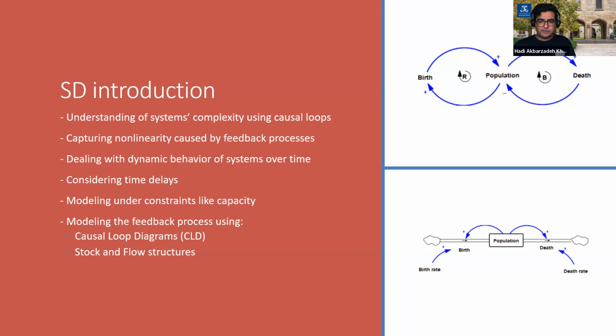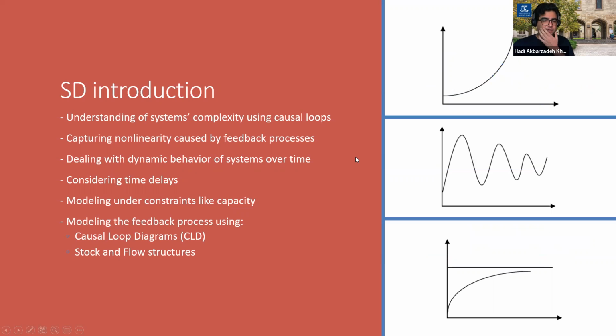And again, we have stock and flow diagram and also causal loop diagram. There are three main behaviors that can be captured by system dynamics. They are not just limited to this one, but these are three main or important trends that can happen in system dynamics. This one, you can see there is a growth exponentially.